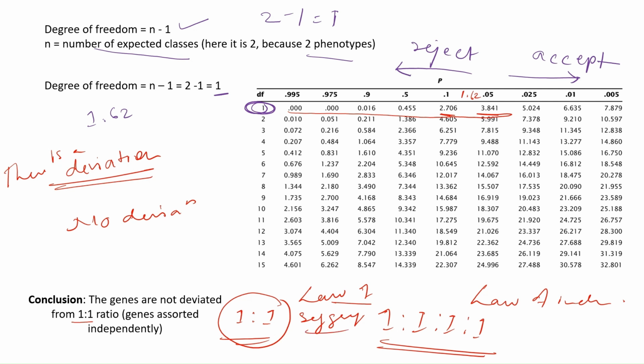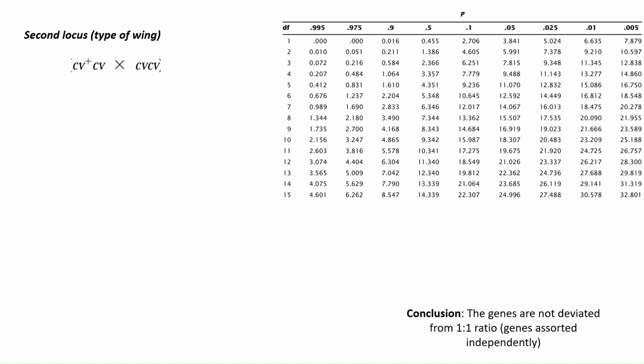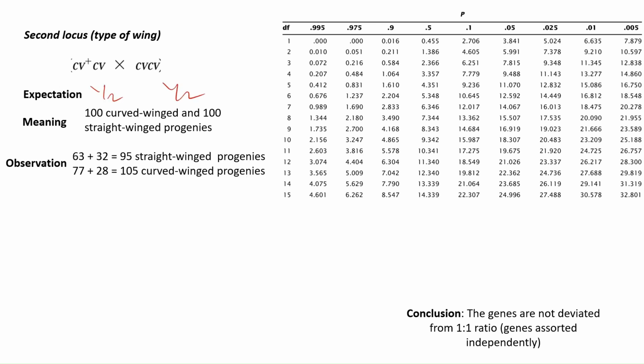Clear? So, because we have to reject the hypothesis, that is, there is a deviation, that means there is no deviation. So genes are not deviated from 1:1 ratio. That means genes are assorted independently. Similarly, we have to work for the second locus. The same expectation should be half and half, but the observed 95 straight wings, 105 curved wings.